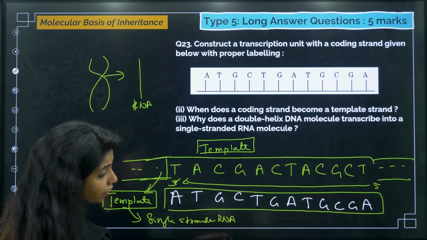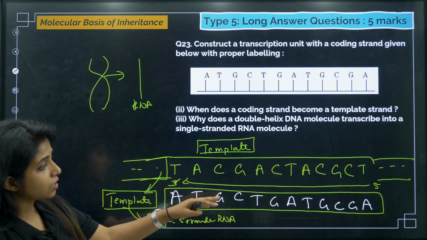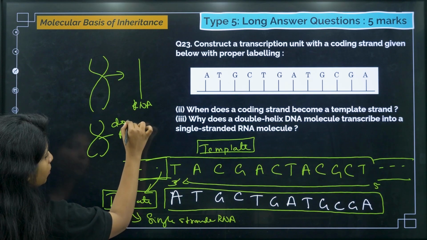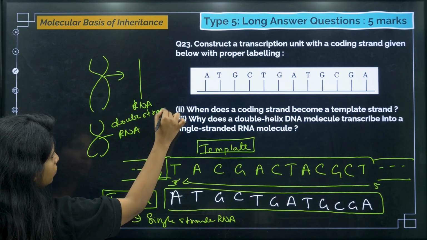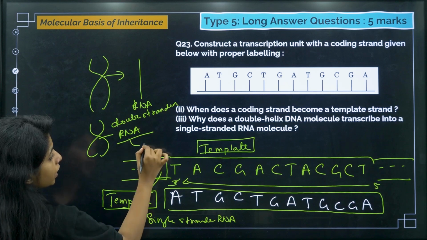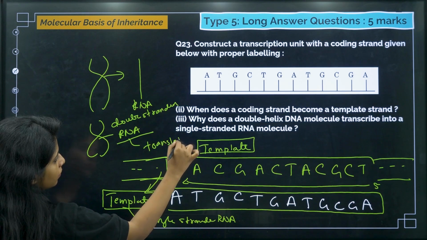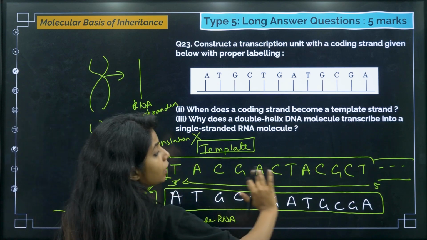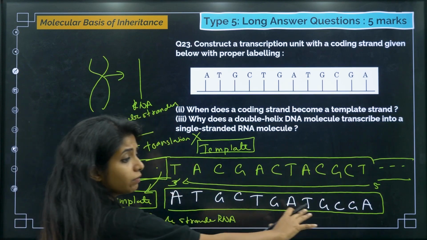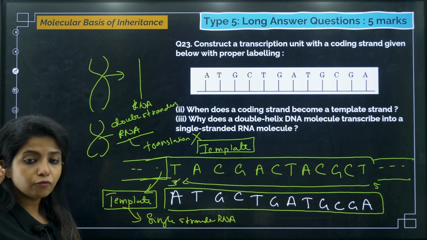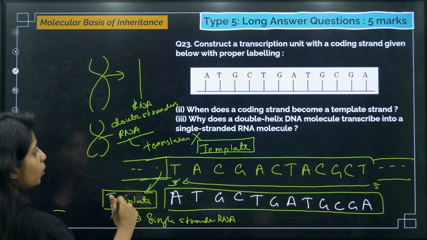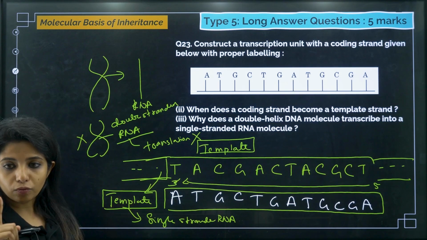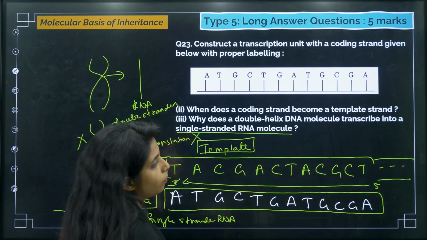If both of them are transcribed, you will get double stranded RNA. Is it okay for you? Do you think this double stranded RNA can undergo translation? No, children. Another type of protein would be made from this. It will cause a lot of confusion within the cell itself. So we do not want all of that, which is why only one strand is being read, and one single stranded RNA is being formed. Cool.